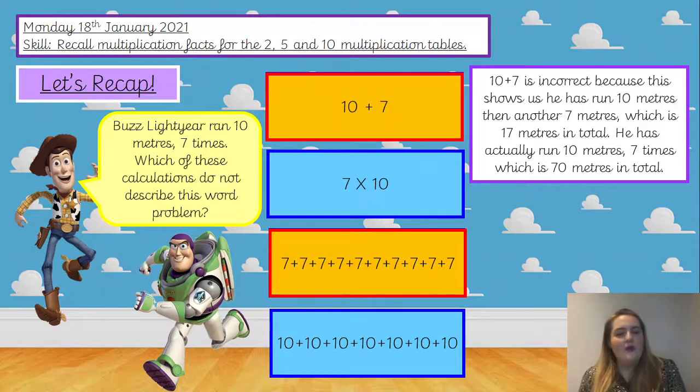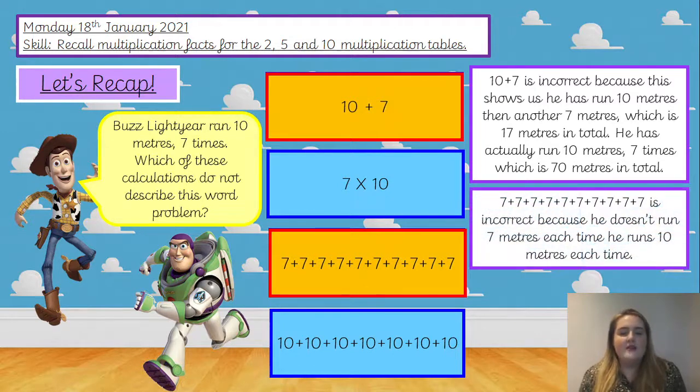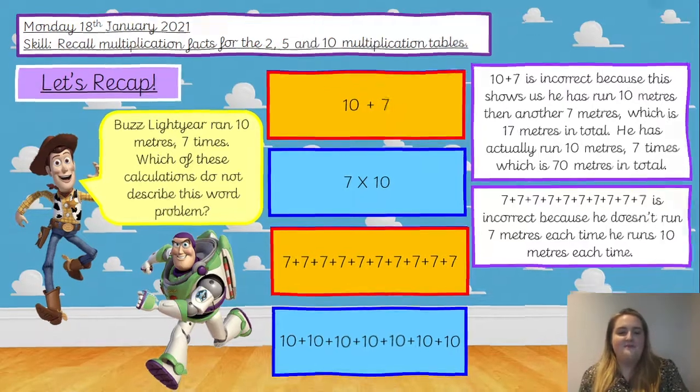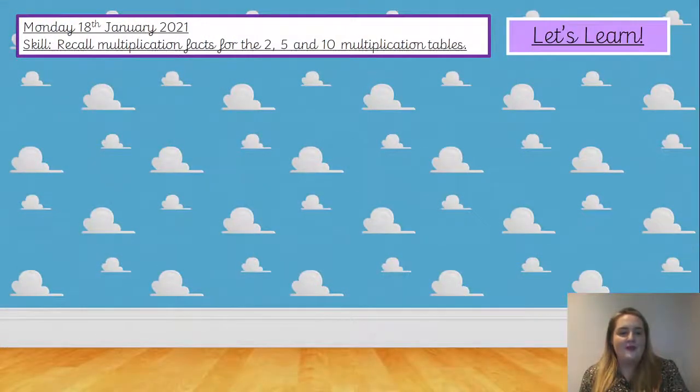Let's have a look at why this repeated addition number sentence is wrong then. That's wrong because he doesn't run 7 metres each time. He actually runs 10 metres, but 7 times, okay? So the person who wrote this calculation has got a bit muddled, because he doesn't run 7 metres, he runs 10 metres 7 times. Well done. Let's have a look at what we're going to be learning about today then.